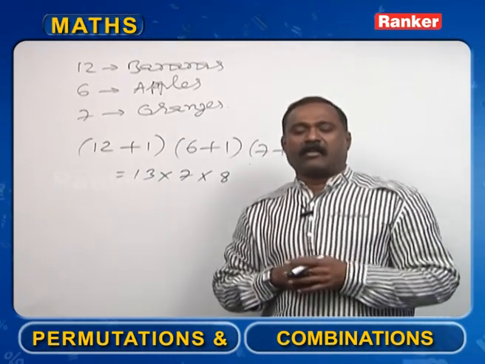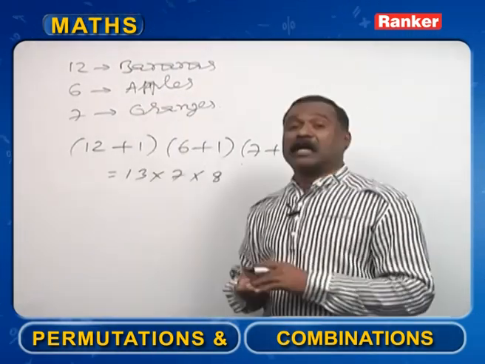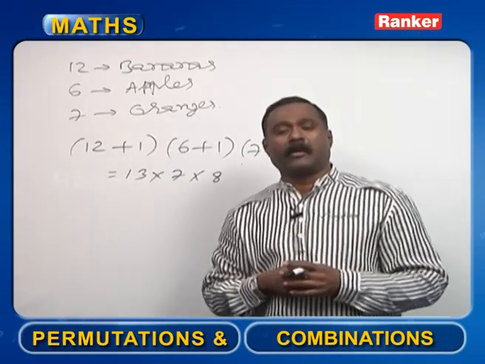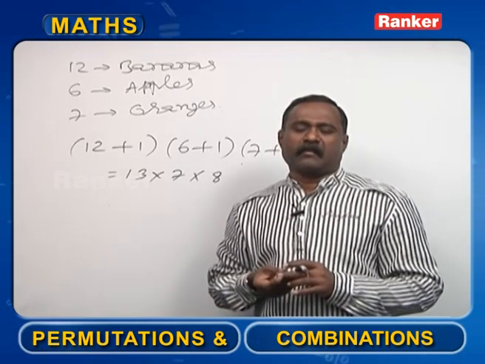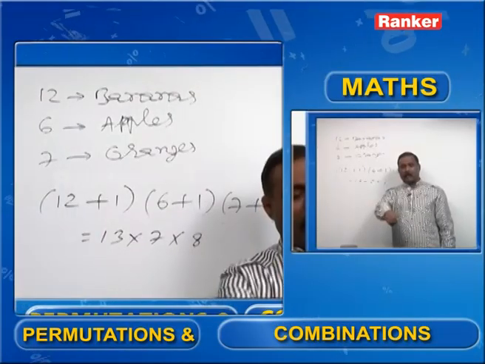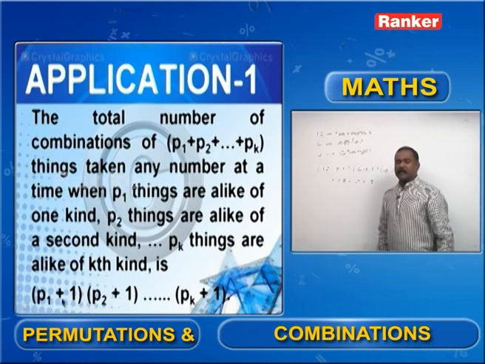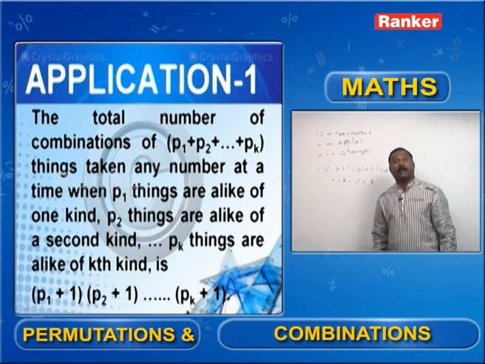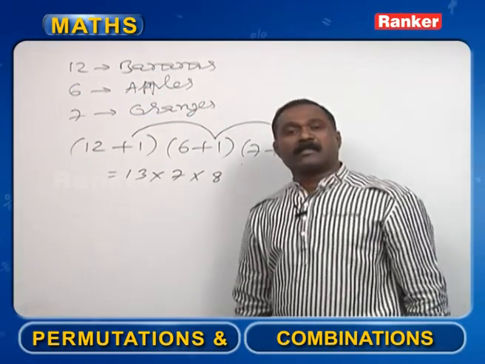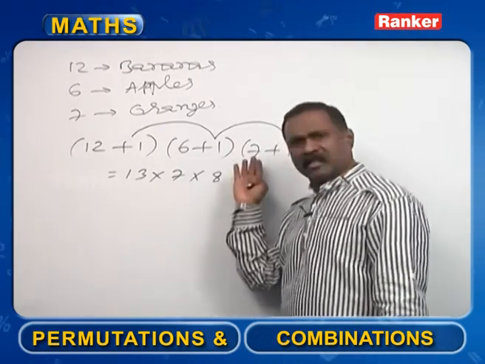There are P1 things alike of one kind, like bananas. P2 things alike of one kind, like apples. And P3 things alike of a third kind, like oranges, and so on. Pk things are there. Then all these things can be taken or selected in how many different ways? P1 plus 1 into P2 plus 1 into P3 plus 1 and so on into Pk plus 1 different ways. What does this plus 1 stand for? Plus 1 stands for not taking anything. Not taking anything is also included in this.